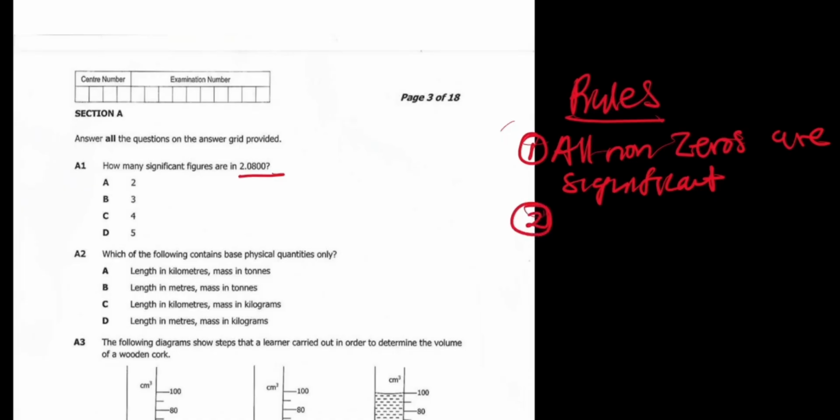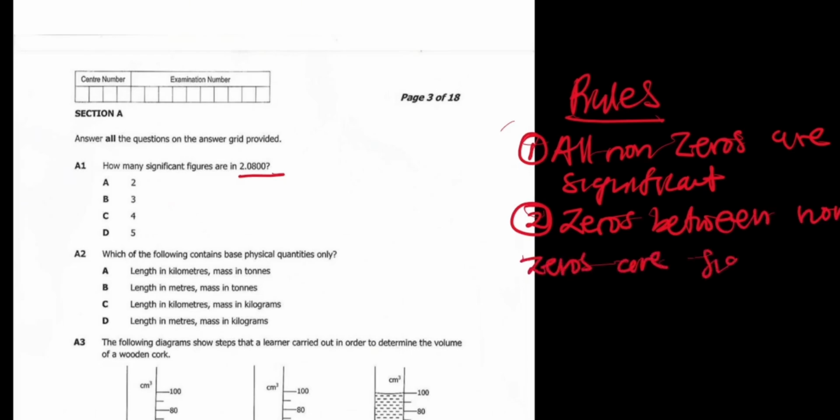Now, the second point is all zeros that are between non-zeros are also significant. So zeros between non-zeros are significant. So in this case, when you see a number like this, 2.0800, then just know that this zero here is also significant because it is between the two non-zeros.